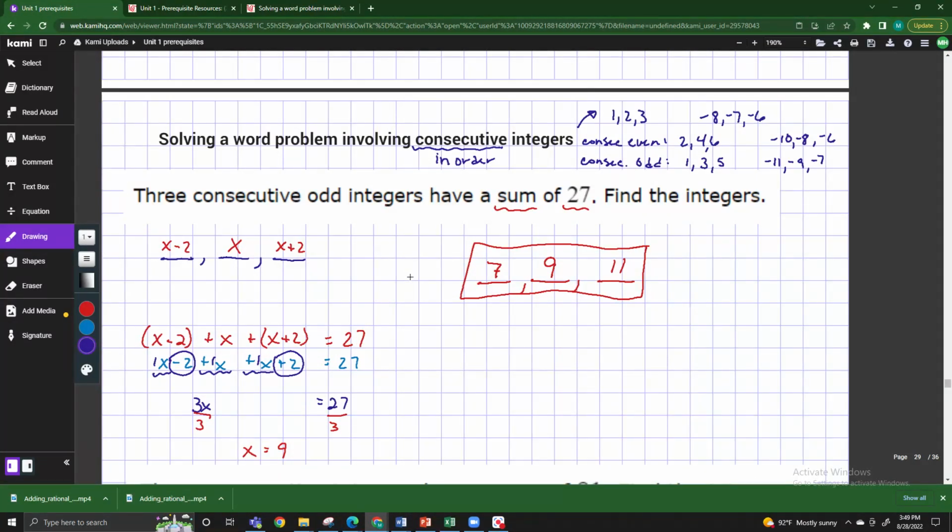Consecutive even have to be even numbers, meaning they have to end in a 2, 4, 6, or 8, or 0. And then the consecutive odds would end with a 1, 3, 5, 7, or 9.